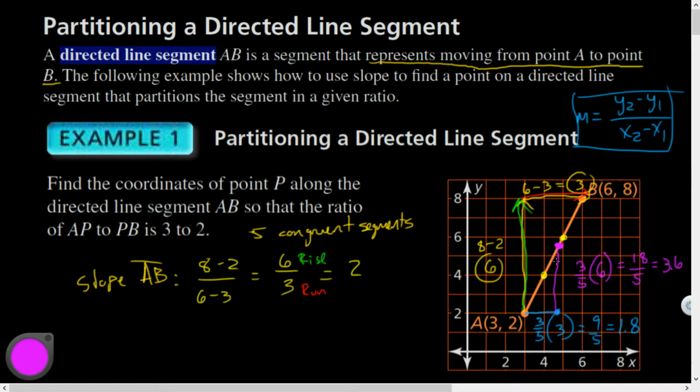Okay? So remember what we're doing here. We're finding point P along this directed line segment that is 3/5 of the way between those 2 points. Because it was a 3-to-2 ratio, so 3/5 is the part divided by the total. What percent of the way is it there? It's 3/5 of the way there, or 60% of the way there.